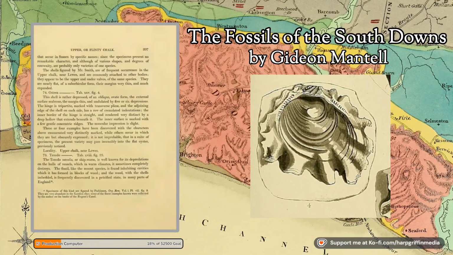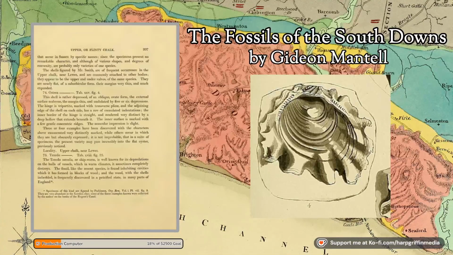74. Ostrea something. Tablet 25, Figure 4. This shell is rather depressed, of an oblique ovate form, the external surface scabrous, the margin thin, and undulated by 5 or 6 depressions. The hinge is tripartite, marked with transverse plicae, and the adjoining edge of the shell on each side has a row of crenulated indentations. The inner border of the hinge is straight, and rendered very distinct by a deep hollow that extends beneath it.